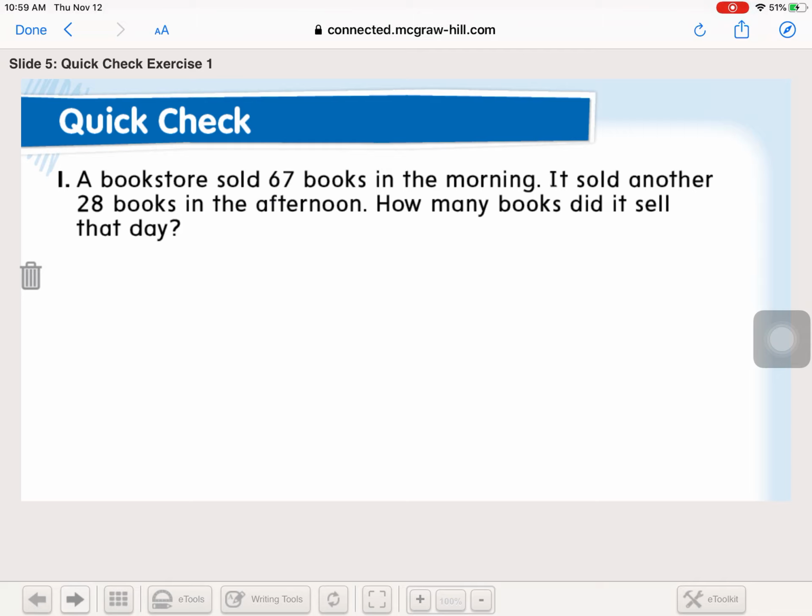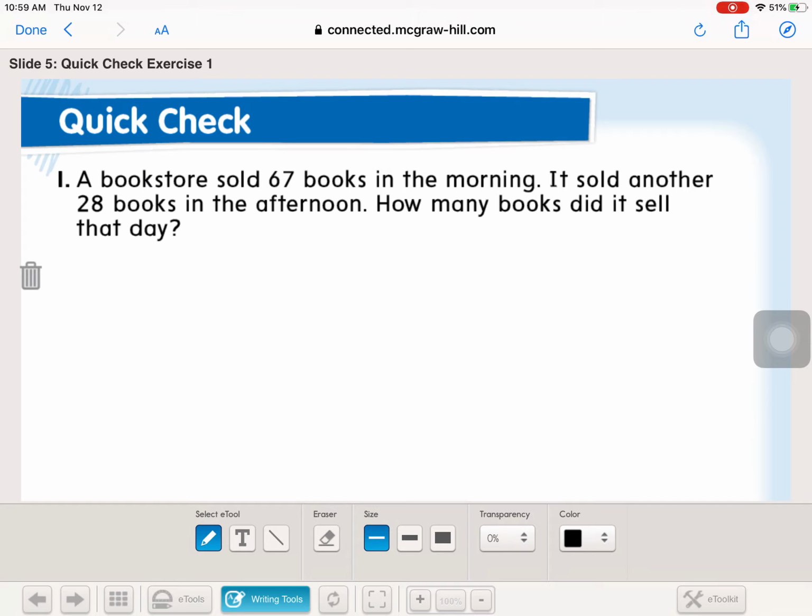A bookstore sold 67 books in the morning. It sold another 28 books in the afternoon. How many books did it sell that day? So we need to think about what's happening here. We've got some books selling in the morning and some in the afternoon, and we're looking for how many it sold the whole day. So that means this is going to be an addition problem, which is what we worked on in our last chapter. So 67 plus 28.